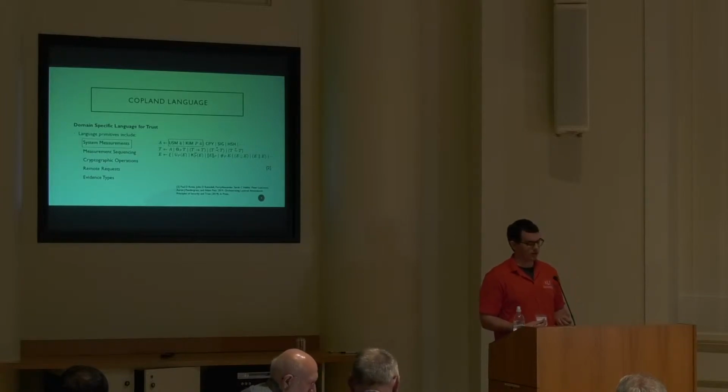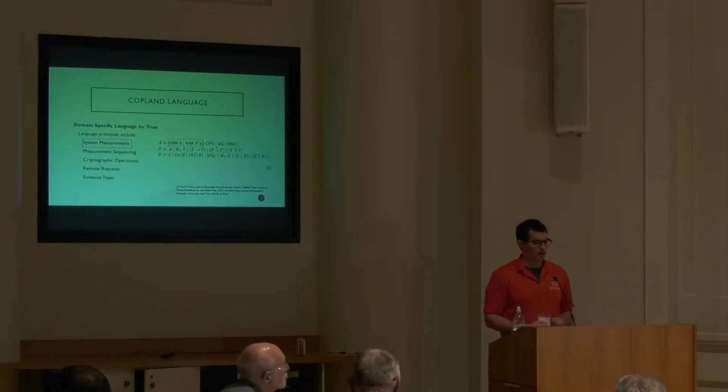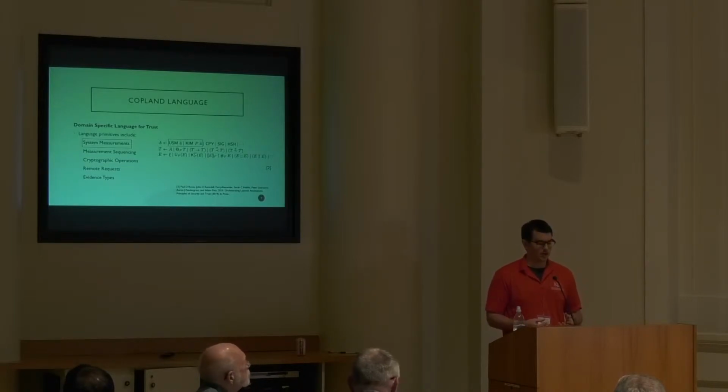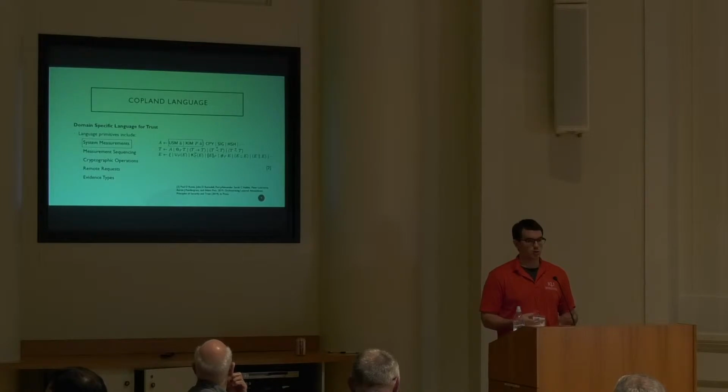So we also have a different kind of system measurement called a KIM, or a kernel integrity measurement, that takes an additional parameter P to specify the place at which you'd like to measure the kernel. This is one of the terms in the Copland language that allows us to extend trust in the system and allows one domain to establish trust in a kernel of another domain, which can then facilitate user space measurements on that platform.